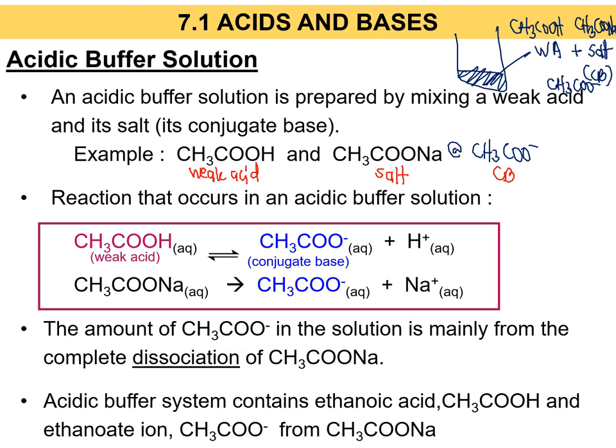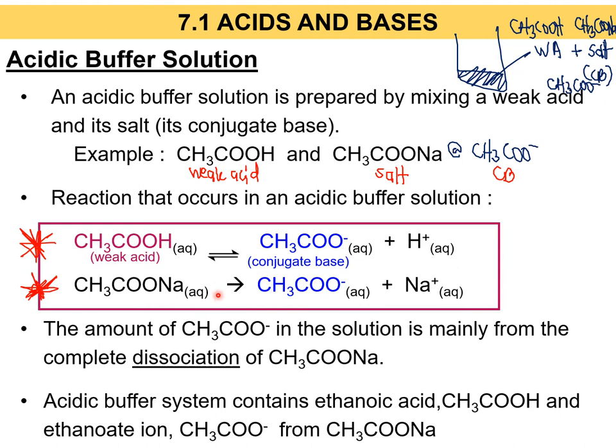ataupun CH3COO-. So apa yang berlaku dekat dalam acidic buffer solution ni? What happen here is, okay, you kena ingat dua fixed equation ni untuk acidic buffer solution. Kiranya apa yang berlaku dalam ni ialah weak acid ni dia akan dissociate partially, dia akan menghasilkan conjugate base CH3COO- and also H+. And how about dia punya salt? Dia punya salt CH3COONa ni akan dissociate completely, dia akan menghasilkan CH3COO- dengan Na+. You just need to remember this sahaja. Bila soalan cakap acidic buffer solution, oh, terus ingat this equation.